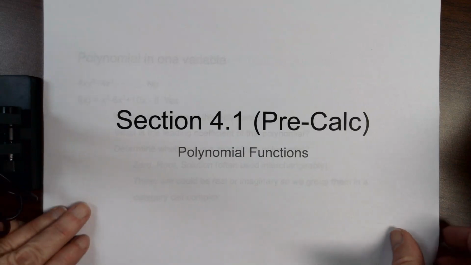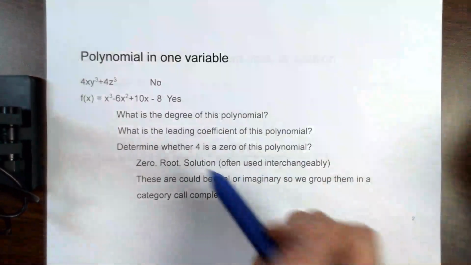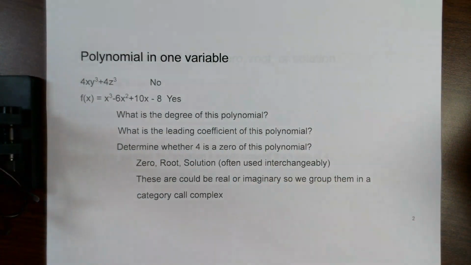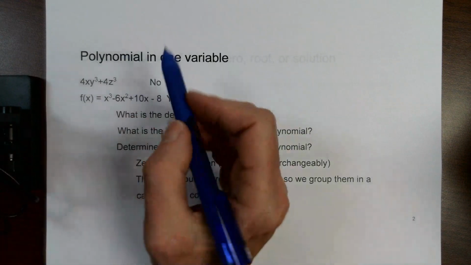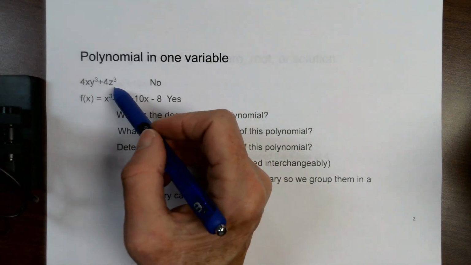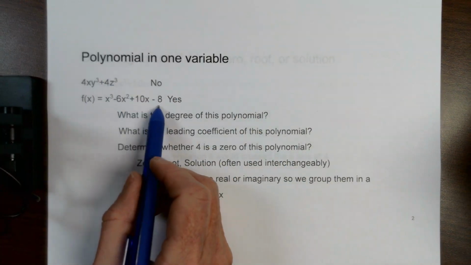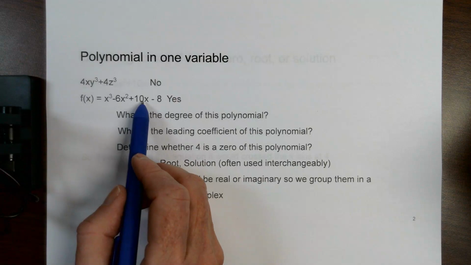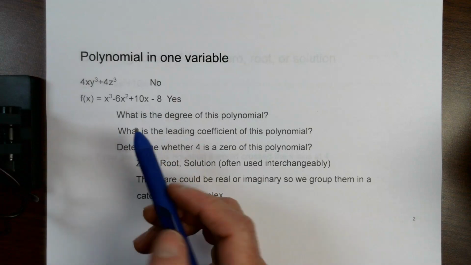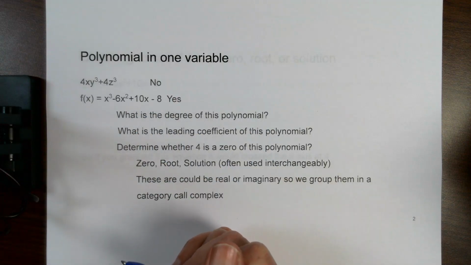Section 4.1 has to do with polynomial functions. Specifically, we're going to talk about polynomials with one variable. In other words, one letter. This is not a polynomial in one variable because I have an x and a y and a z. This one, however, is, because all I have is different powers of x. So that is a polynomial in one variable. And that is, for the most part, what we're going to be talking about in this chapter.